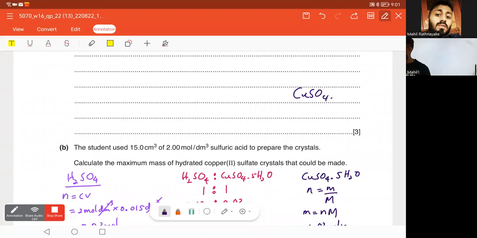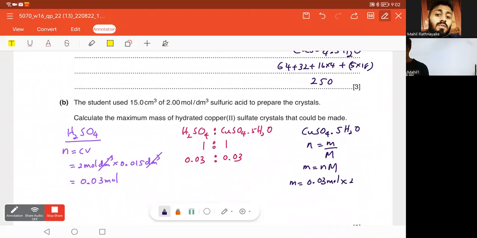CuSO4, what's the new part? What does that dot mean? Plus. 64 plus 32 plus 16 times 4 plus 5 times 18. Can you understand? The dot means plus 5 water molecules. What is 18? 2 plus 16. Say 18 times 5. The answer is 250. 250 grams per mole.